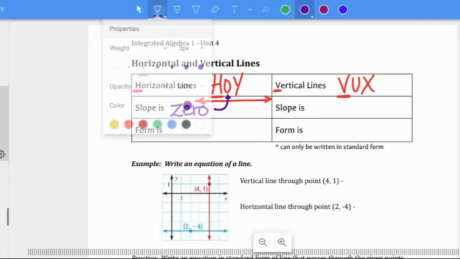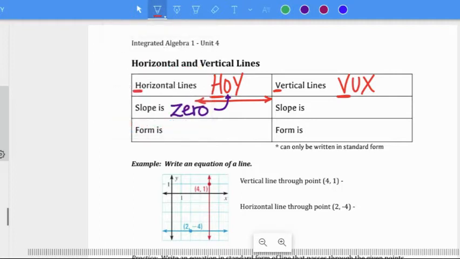Versus our vertical lines, right? These guys that go straight up and down, think of Slope Dude when he falls off the cliff and goes straight down and yells the worst curse word of all mathematics, which is undefined. That's the U in VUX. So HOI, horizontal, has a zero slope, and VUX, the vertical lines, have undefined slopes.